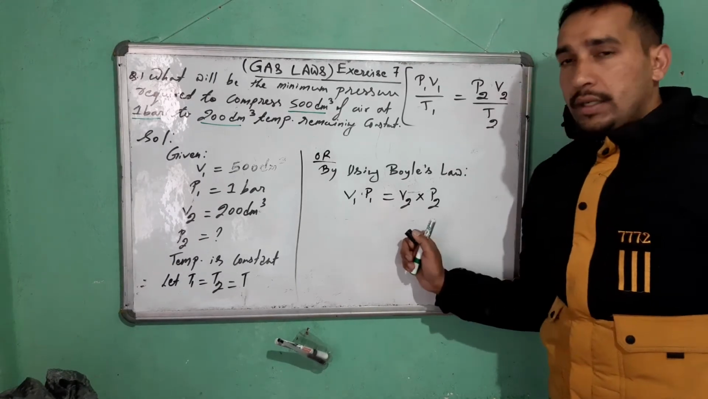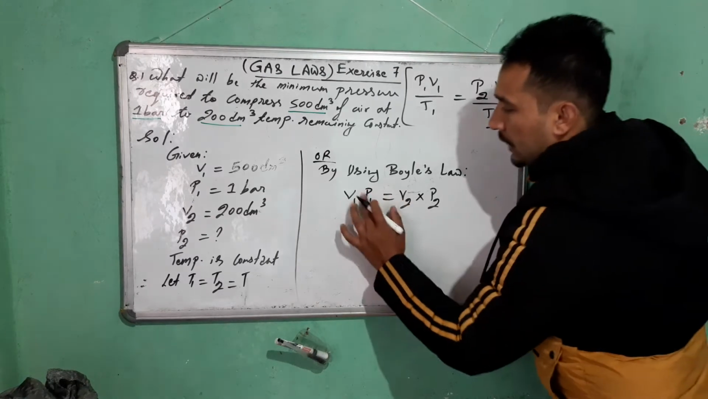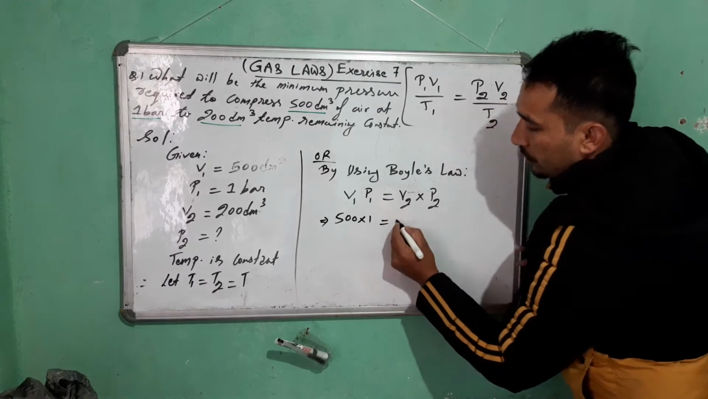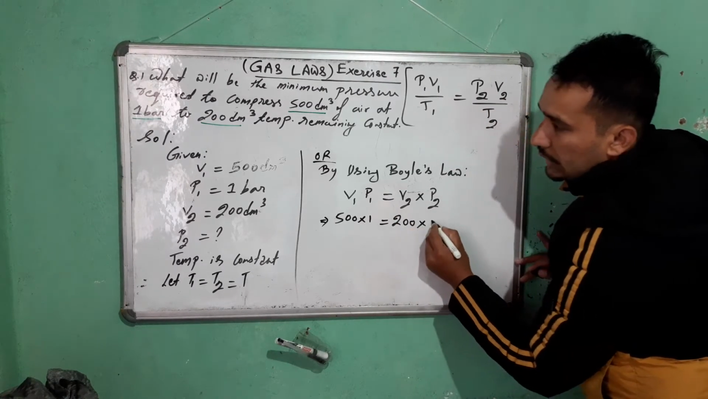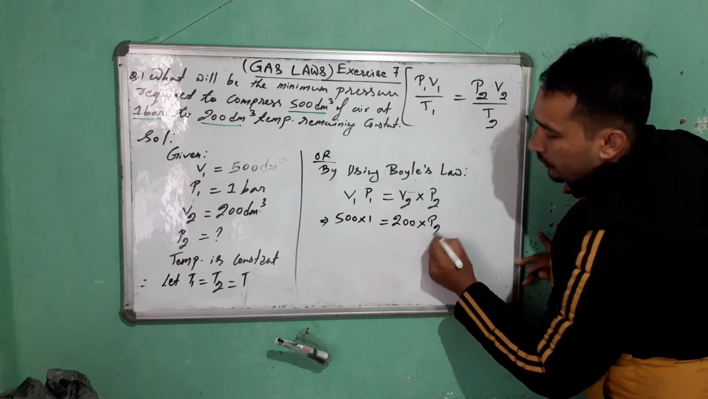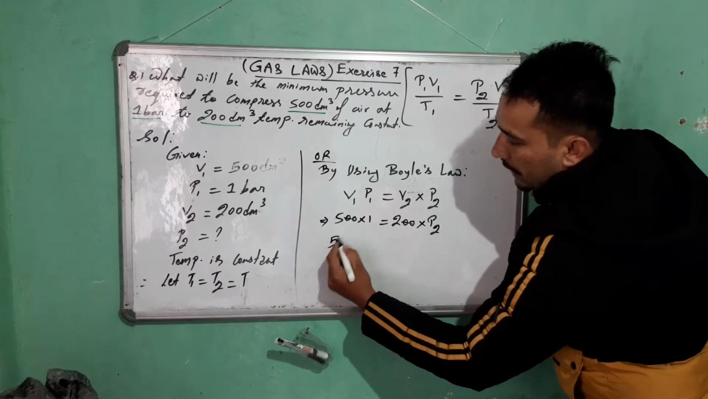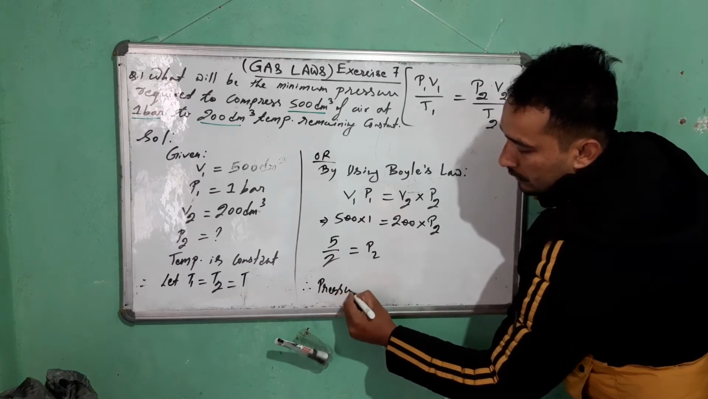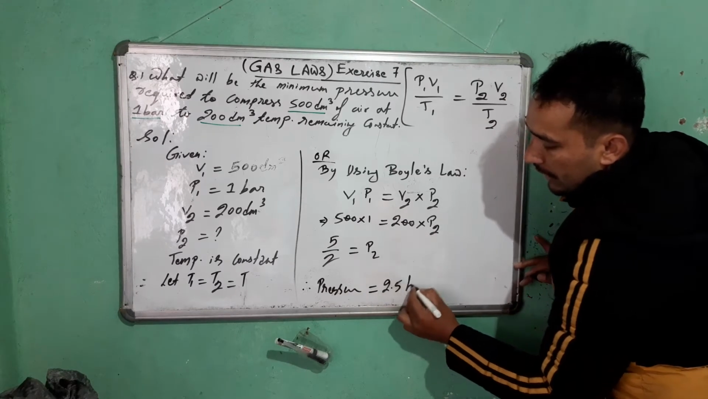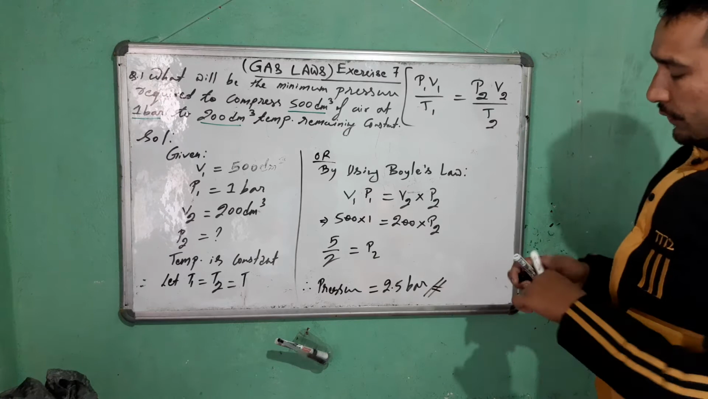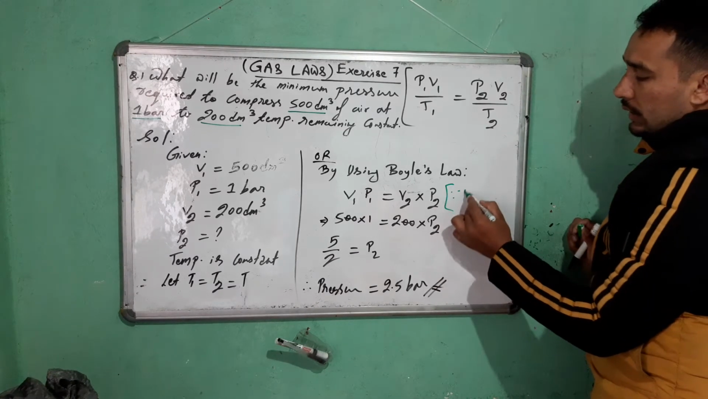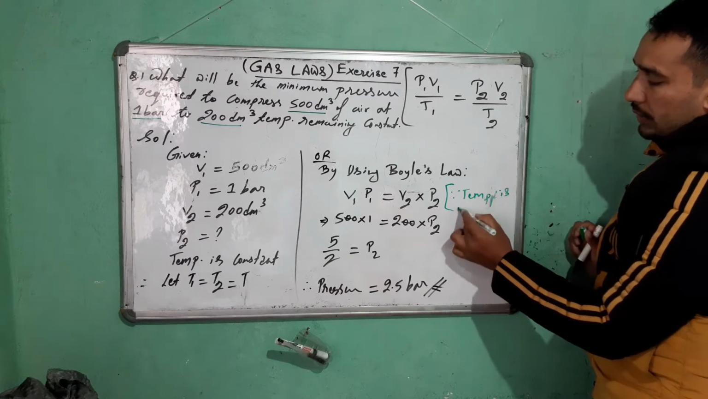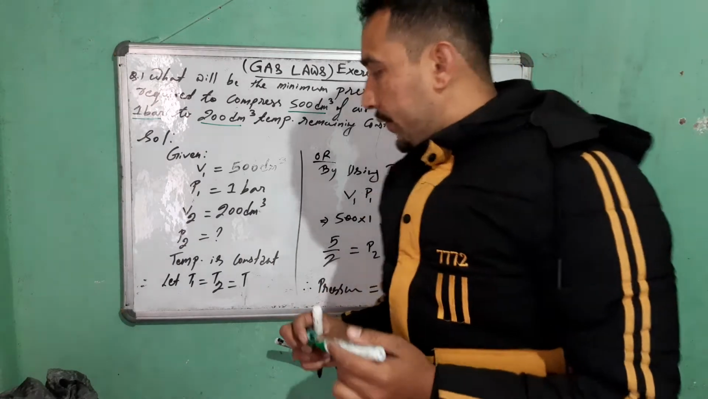Using this mathematical relation, we have done so many numericals in previous classes. So V1 is how much? Put the value of V1, 500 into P1 which is 1, equal to V2 which is 200 into P2, which we have to calculate. Two zeros get cancelled, 5 by 2, this 2 goes down, P2. Therefore pressure is equal to 5 by 2, which means 2.5 bar. Since temperature is kept constant, you can use this also.